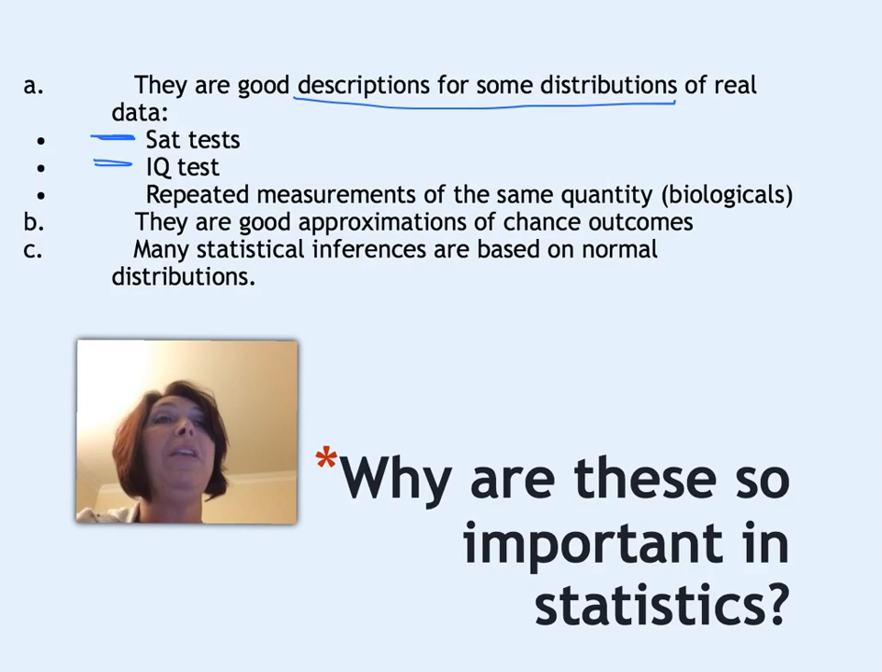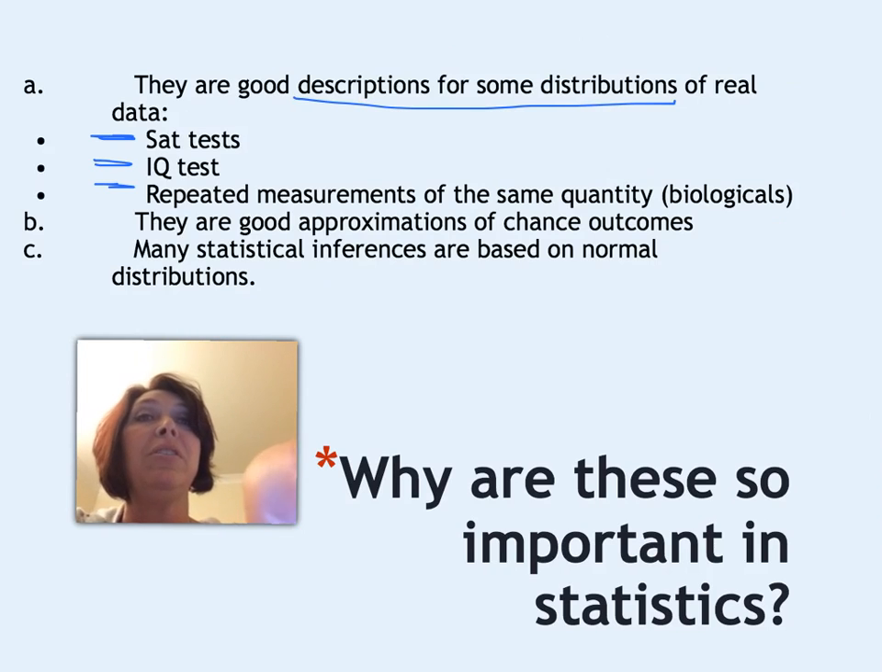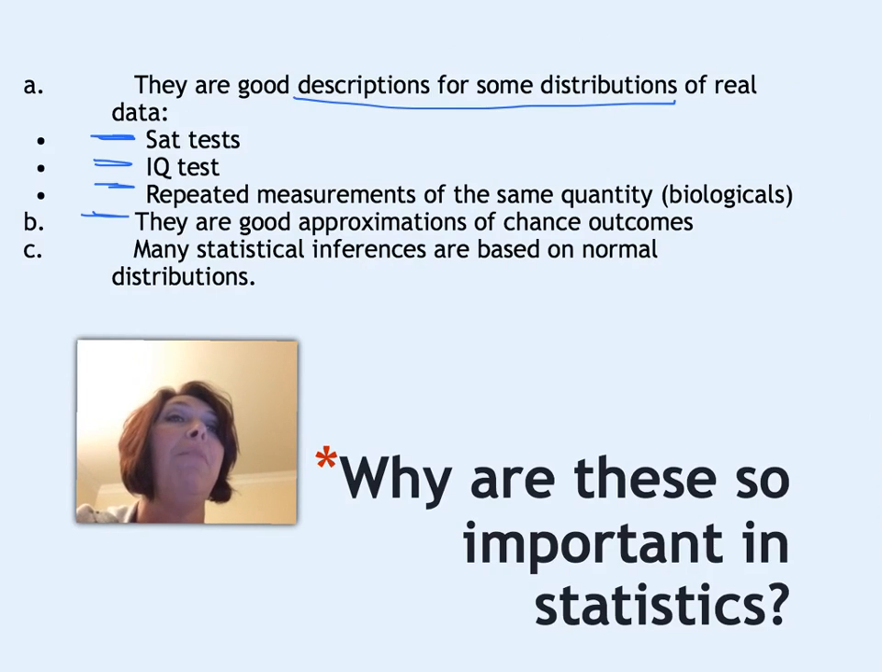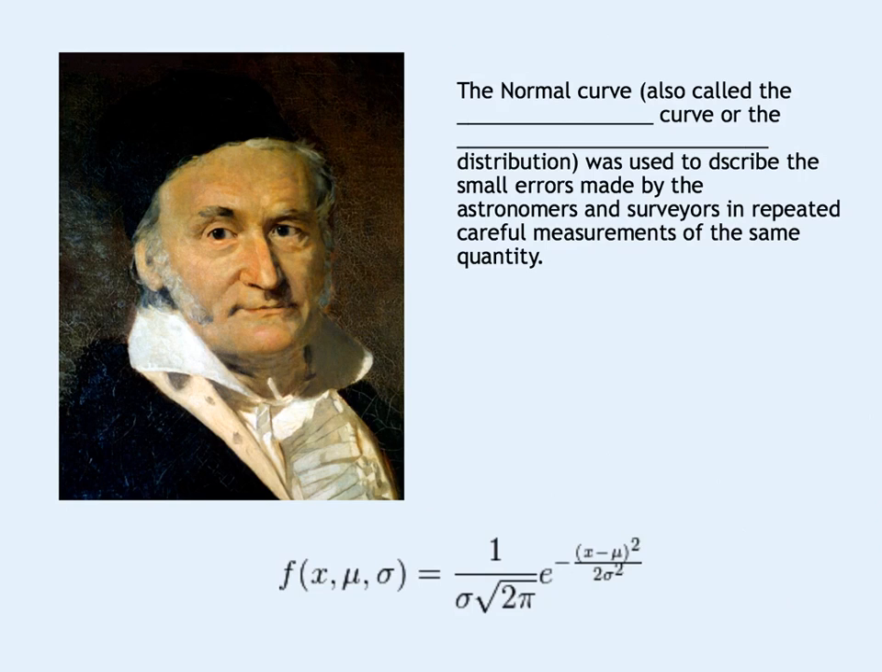They are also good for repeated measurements of the same quantity, such as biologicals, whether you're measuring the heart rate in a water flea, or if you're measuring height in a middle schooler or a high schooler. When we take them over and over again, we tend to get a normal distribution. They're also a good approximation of chance outcomes, i.e. probability, gambling kind of situations. And also many statistical inferences are based on the normal distribution. So even if something's not quite normal, if it's close enough, we can do a lot with it. Now the normal curve is also called the Gaussian curve.